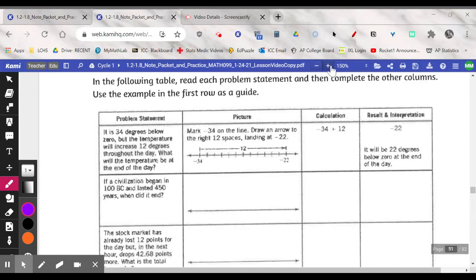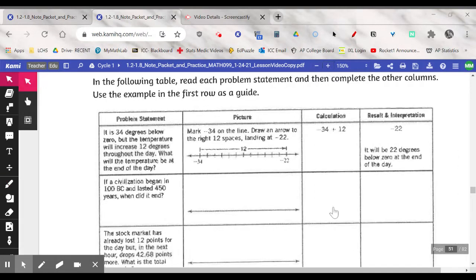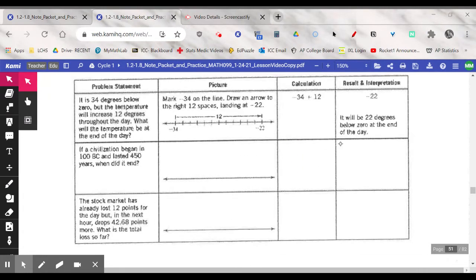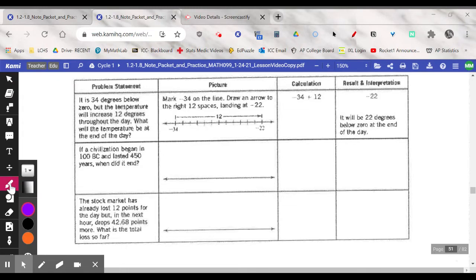So the first row has been done for us. The first one says it is 34 degrees below zero, but the temperature will increase 12 degrees throughout the day. What will the temperature be at the end of the day? So what we have here is a number line describing what is happening. We start at 34 degrees below zero, so that implies that we are starting at negative 34.